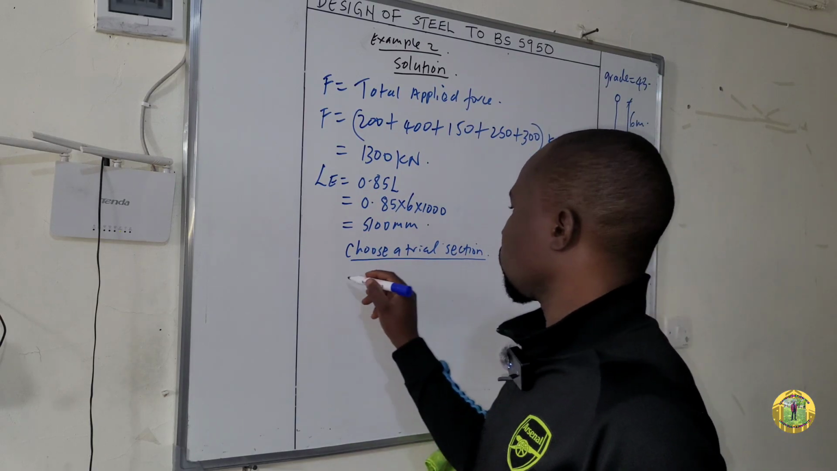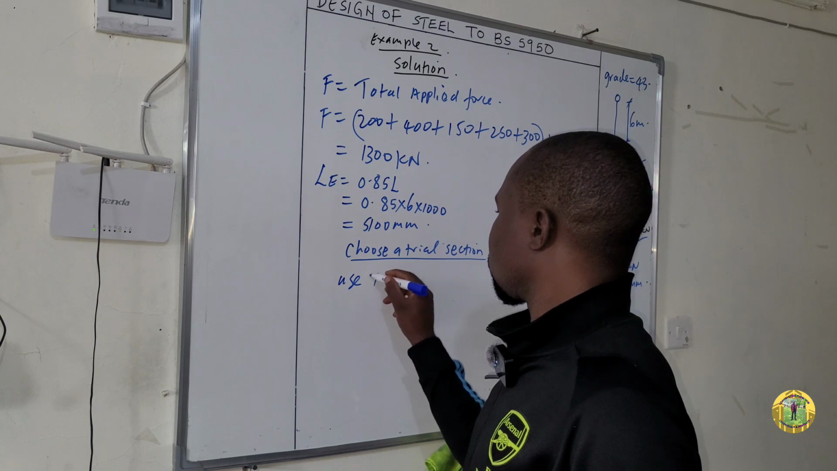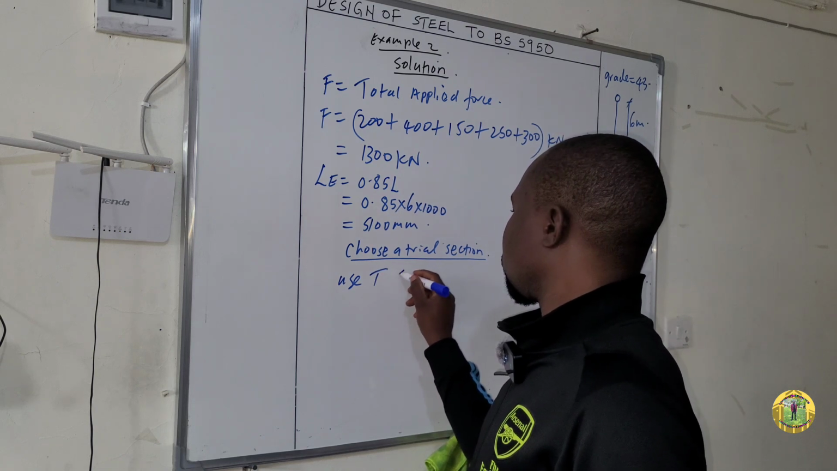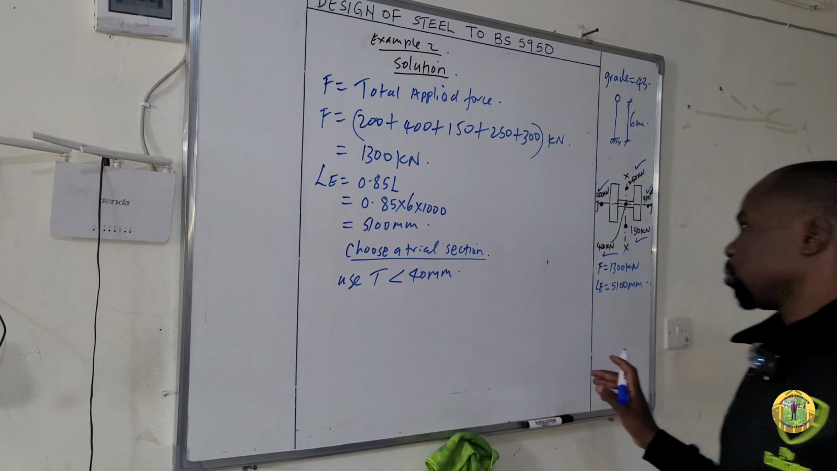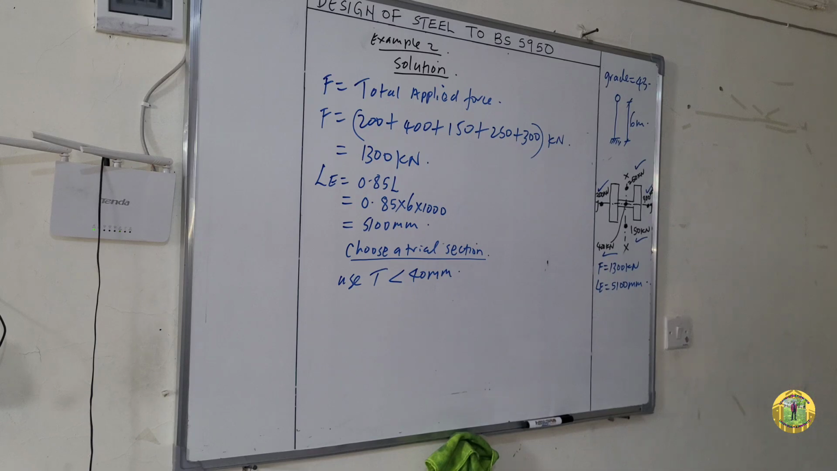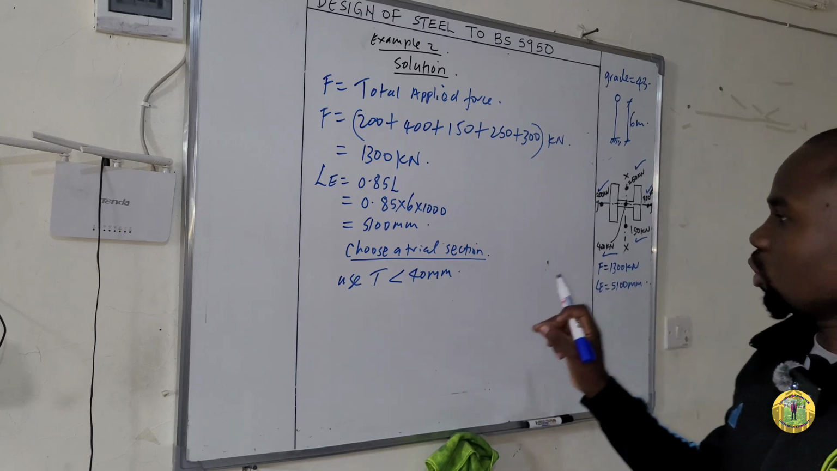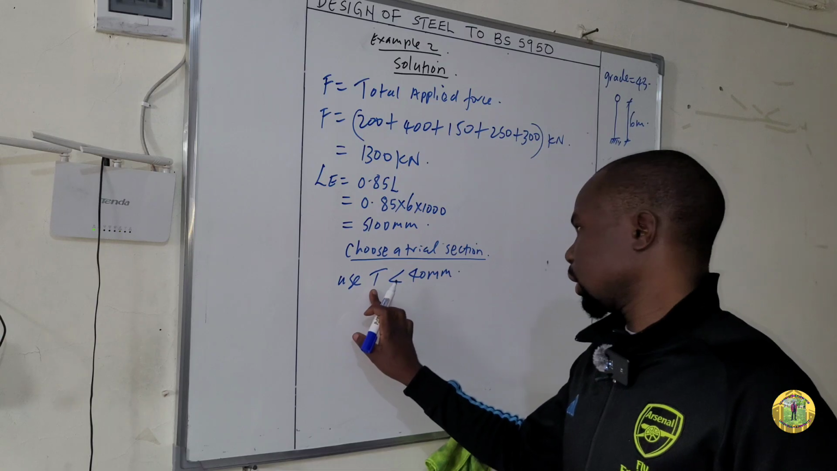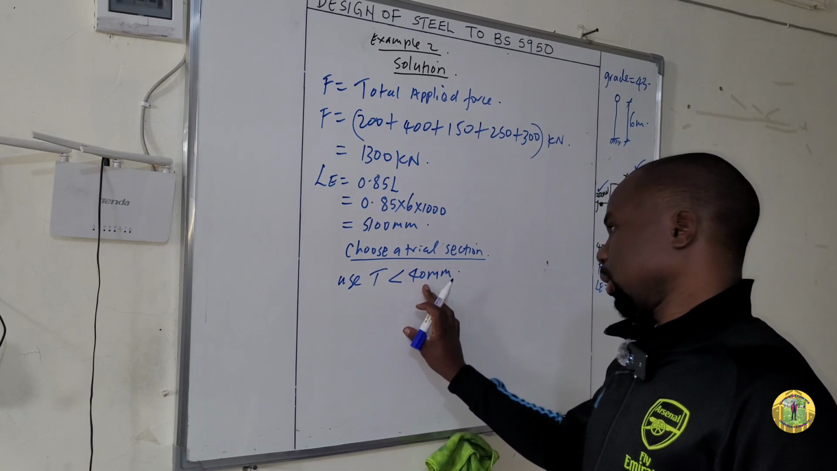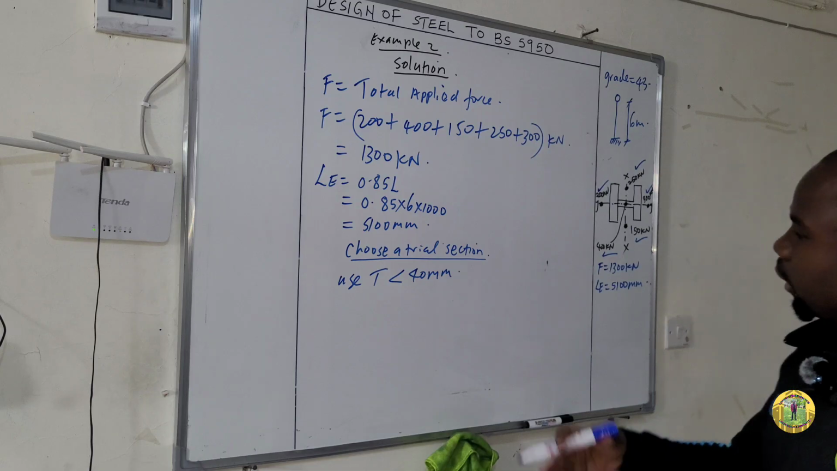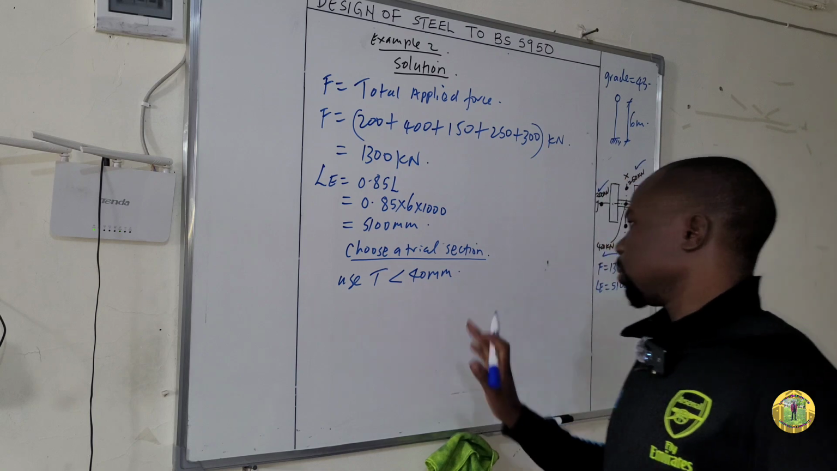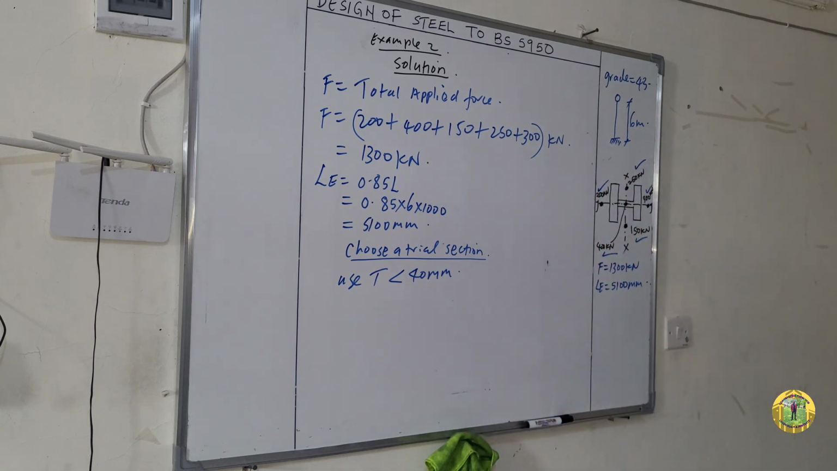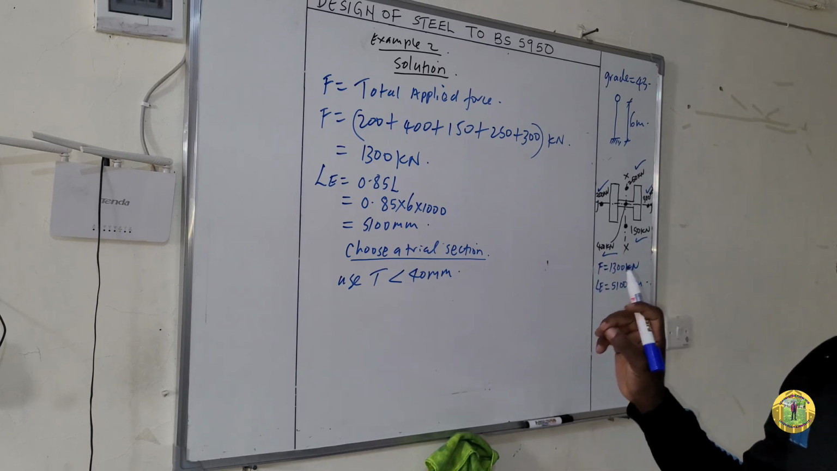So you can say use T, this is the flange thickness, to be less than 40 millimeter. So that when you go to the table of a universal column, you will select a trial section which has flange thickness of less than 40 millimeter. You can choose any value, so long as it is less than 40 millimeters. It can be 16 point whatever, 25, 35, and so on. So what matters is if the section will pass or not.